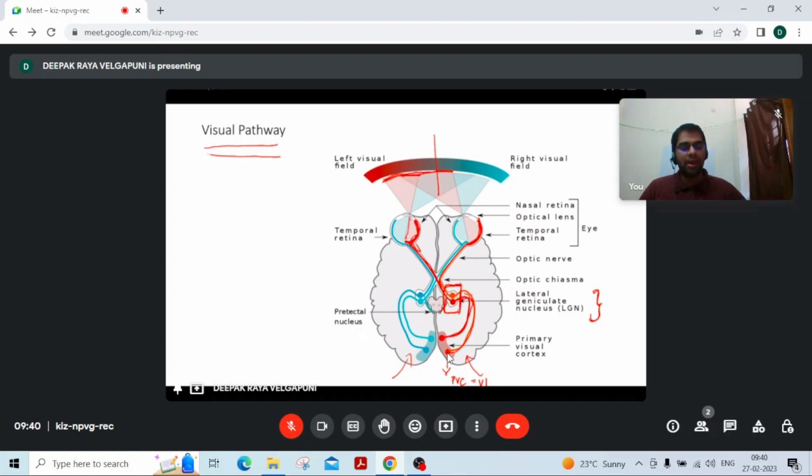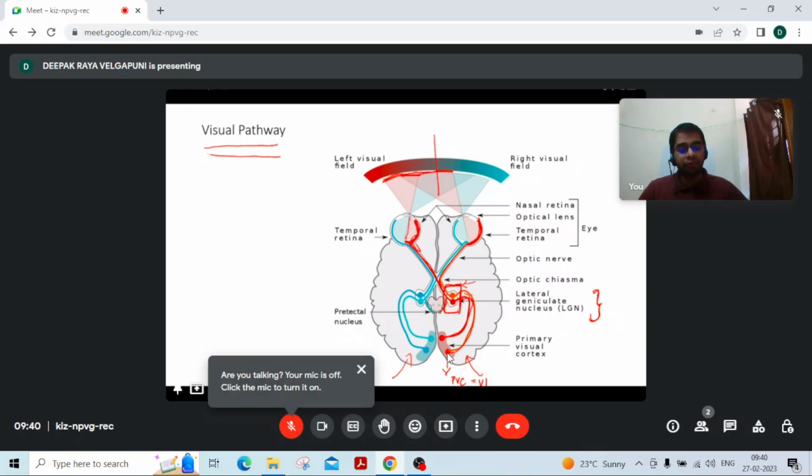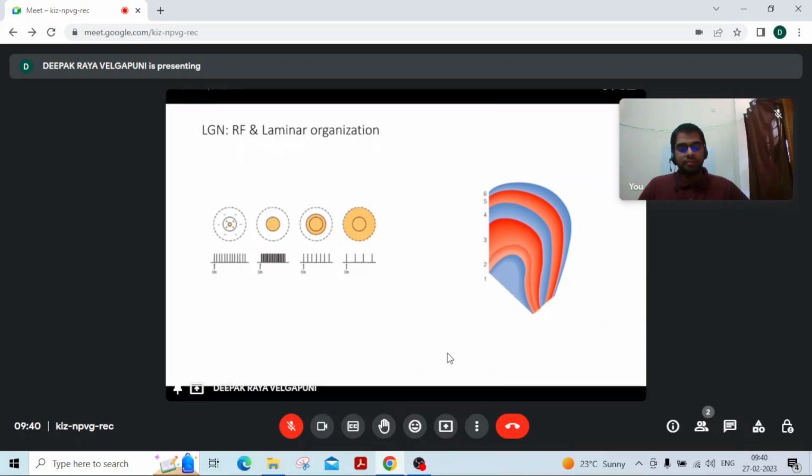This is how visual path is organized. Now let's see how the receptive fields and different properties of lateral geniculate nucleus are structured. Through experiments, they saw that LGN neurons are similar to retinal ganglion cells. They have center-surround receptive fields, as you see here.